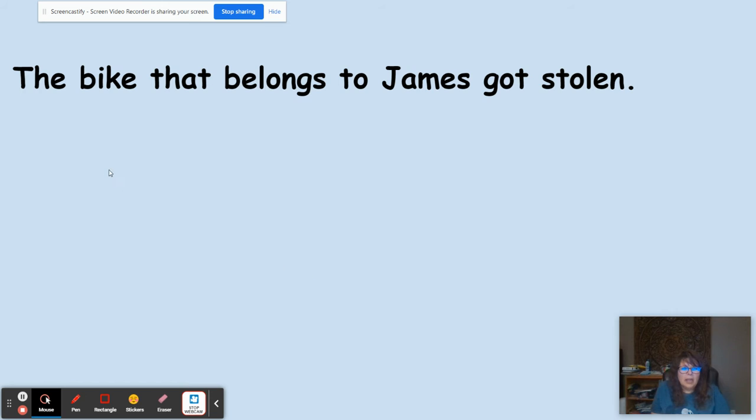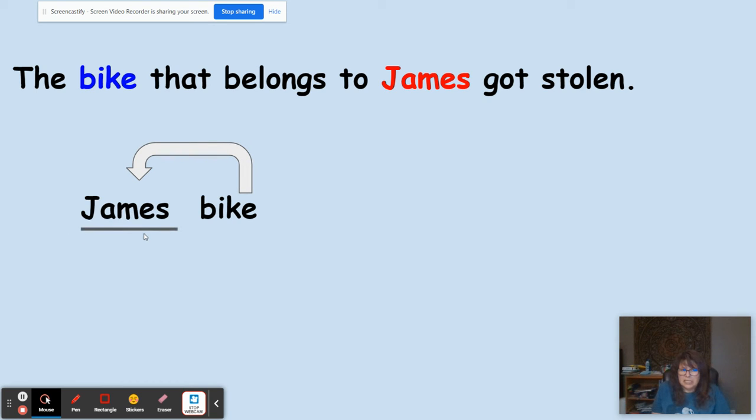Okay, next one. The bike that belongs to James got stolen. Now, who are we talking about? James. What belongs to James? The bike. Now, if you see, the word James ends with an S. Because James is only one person, it is still singular. We're still going to do the same thing. So we know that the bike belongs to James, so we're going to make James into a possessive noun.